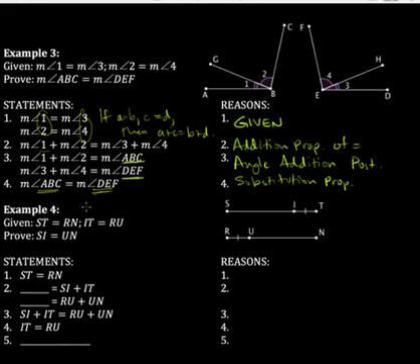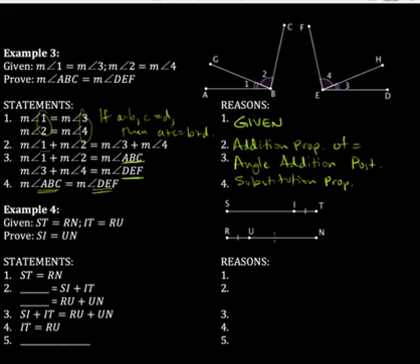Now in example 3, we're going to have something a little bit different. Given that segment ST would be congruent to segment RN, or that the distance from S to T is the same as the distance from R to N, and that IT equals RU, prove that SI must equal UN.